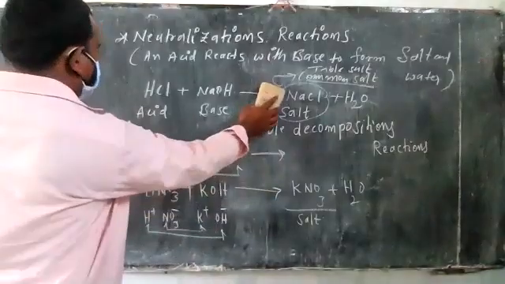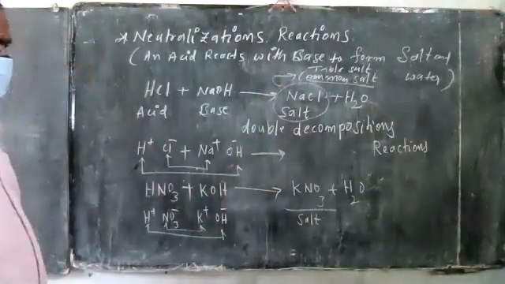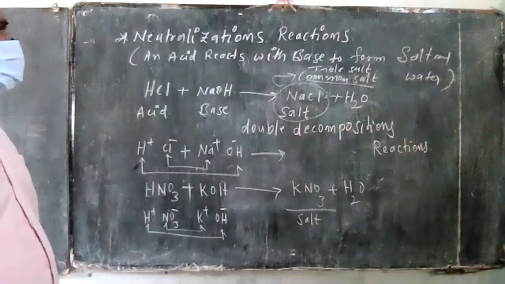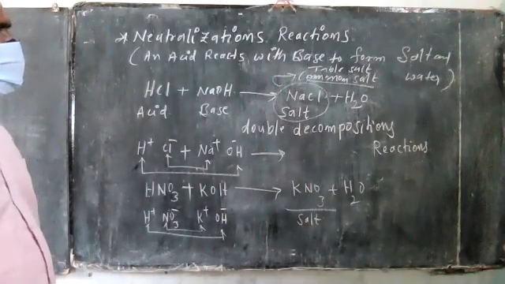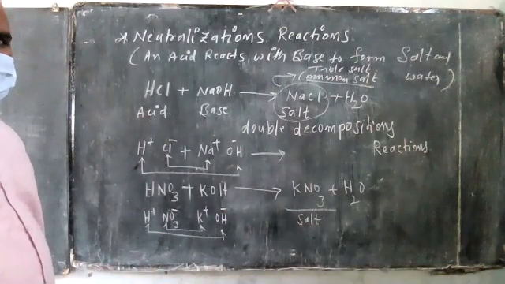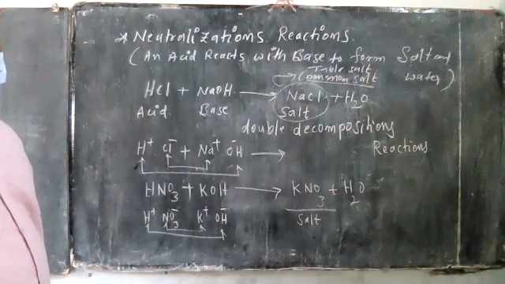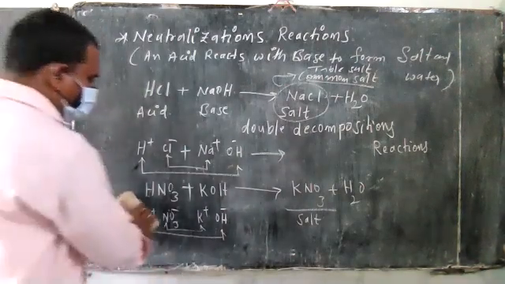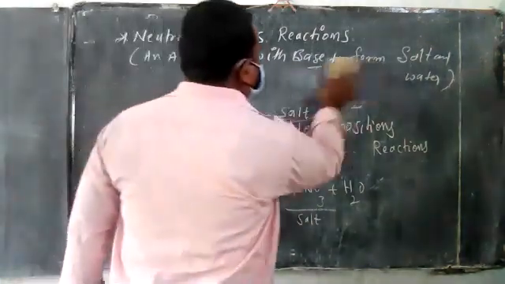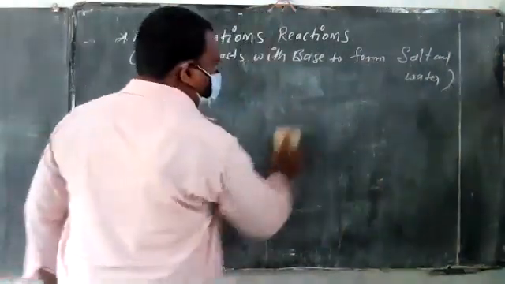One more example. Neutralization reaction means an acid reacts with a base to form a salt and water. That is called a neutralization reaction, one type of double decomposition reaction. Right.